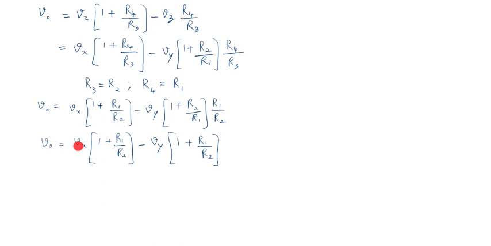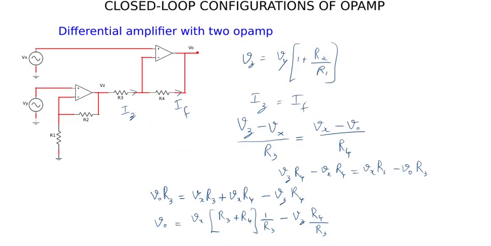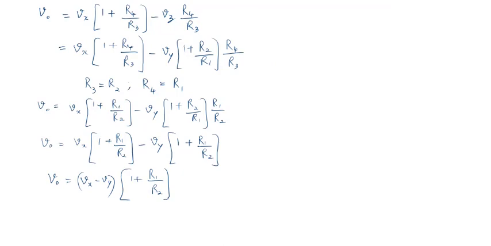So you get Vx minus Vy because it is common for this term as well as for this term. So you can take out 1 plus R1 by R2 outside of the brackets and you can write it like this, as VO is equal to Vx minus Vy times 1 plus R1 by R2. So this is our final expression. So this is your output voltage for the two op amp configuration in differential amplifier.